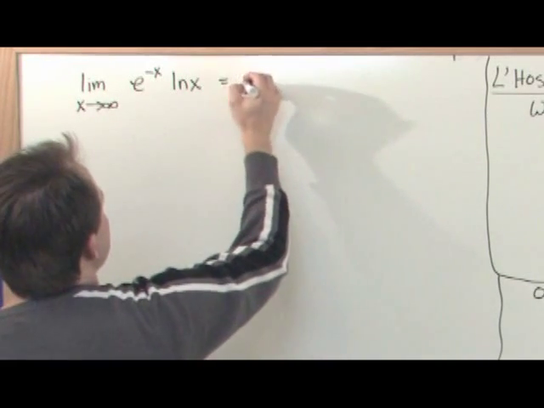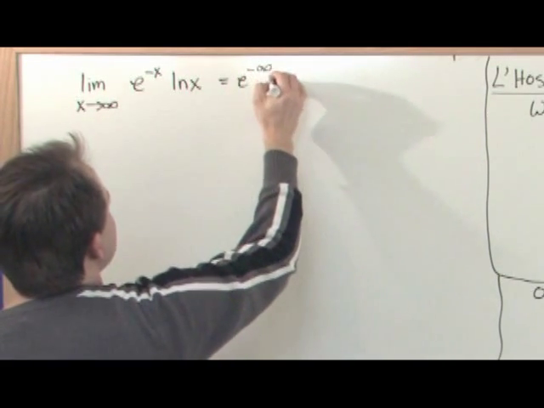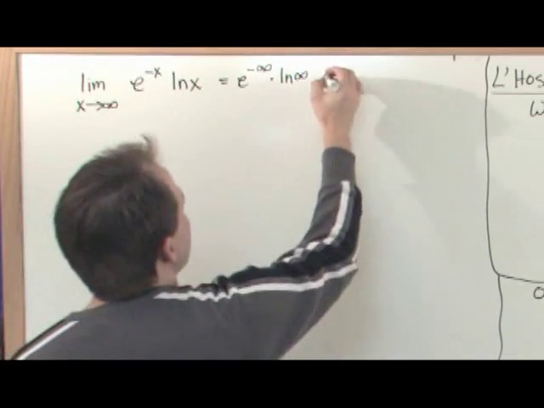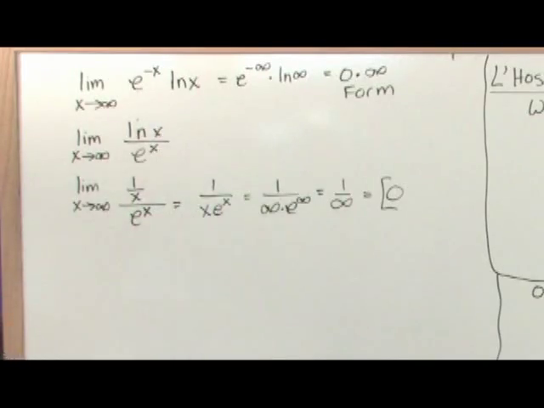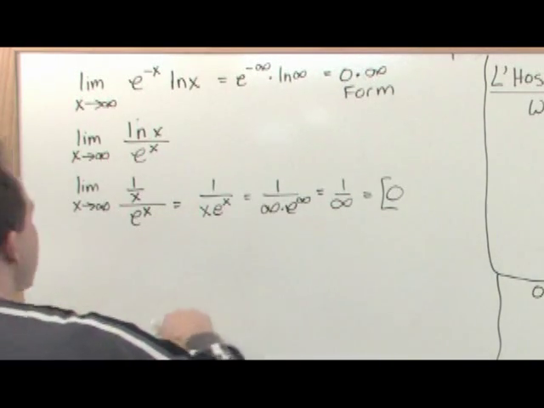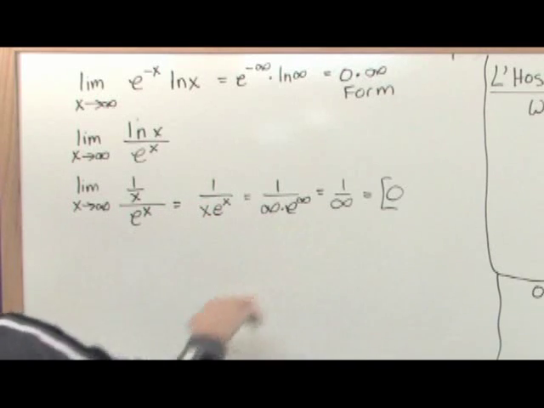What we would have is e to the minus infinity times the natural log of infinity. So put it into the form of L'Hopital's rule, then you can do the derivative of the top, derivative of the bottom, and from here on out I was just messing around with it to plug in the infinity here.